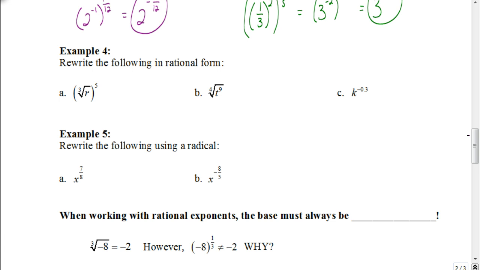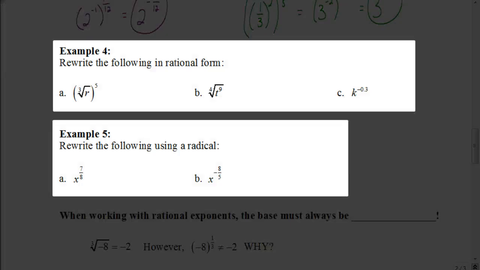Now in these next two examples, we're going to be changing how something looks. So here it's in radical form. We want to change it to rational form. And again, to review, rational form is what we talked about at the beginning of our notes. That's in the form x to the m over n as the exponent, where m represents the power, n represents the root. So for this one, my power that it's being raised to is the 5th power. My root that I'm using is the cube root, so it'd be r to the 5/3 power.